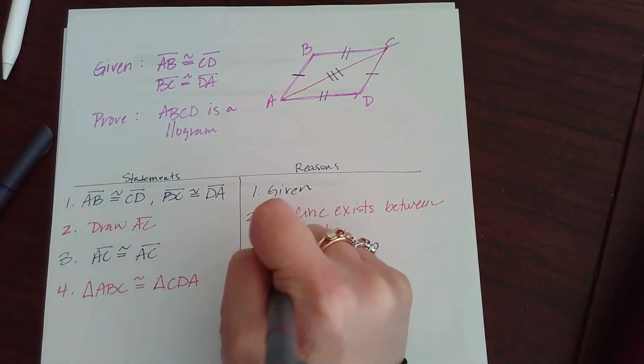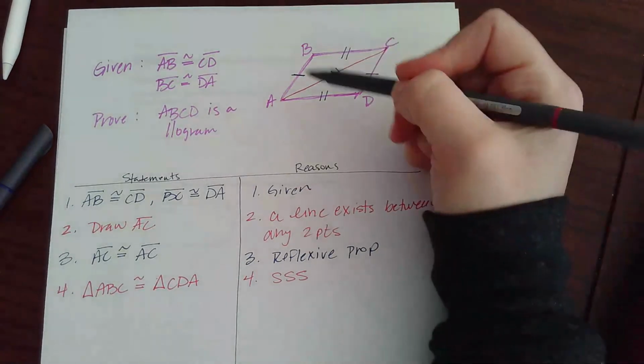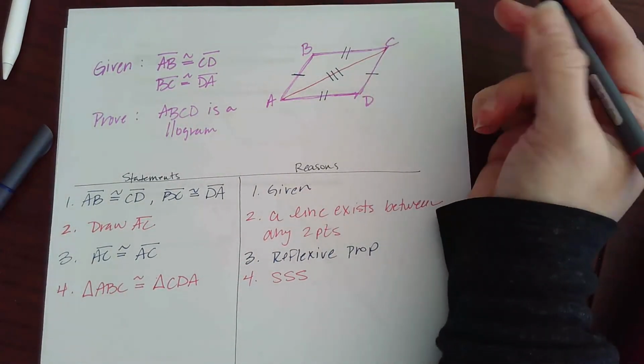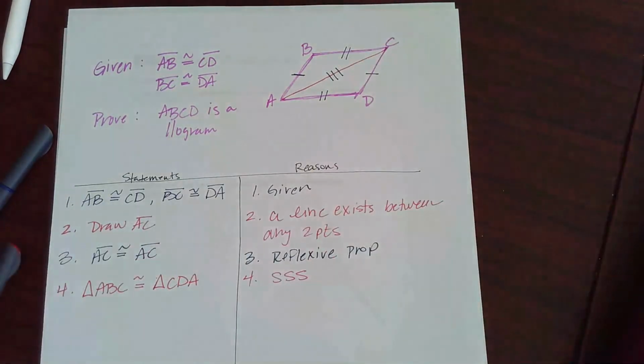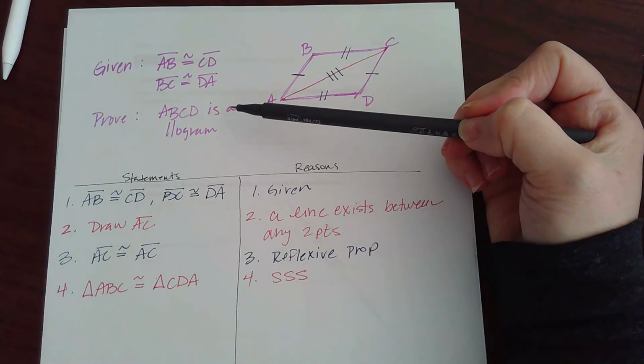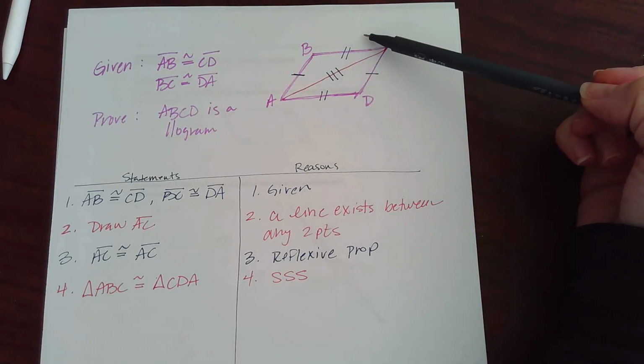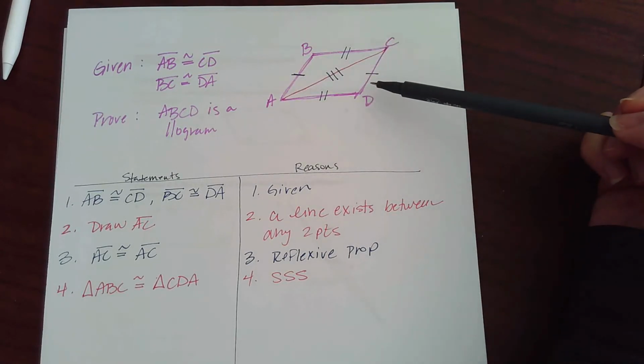And my rationale is side, side, side. So the reason why that's important is now that we know these two triangles are congruent, we know all of their corresponding pieces are congruent. So again, if we're trying to prove this is a parallelogram, the only thing we can use right now, since we're trying to prove one of the theorems, is the definition. So by definition, we have to show that opposite sides are parallel.